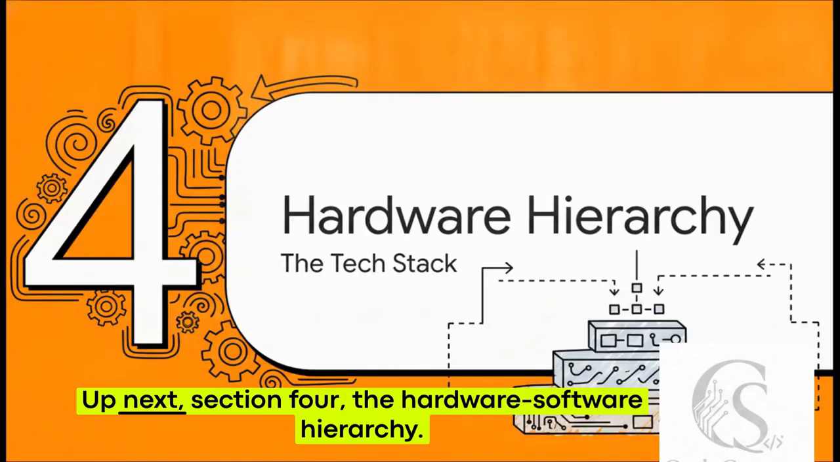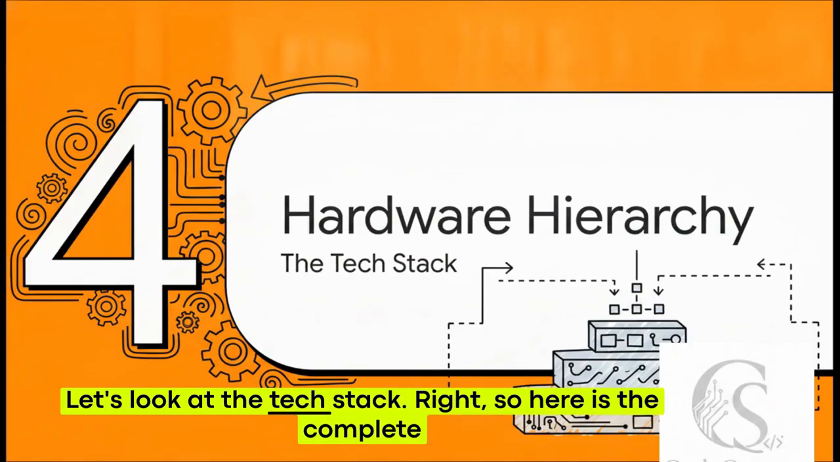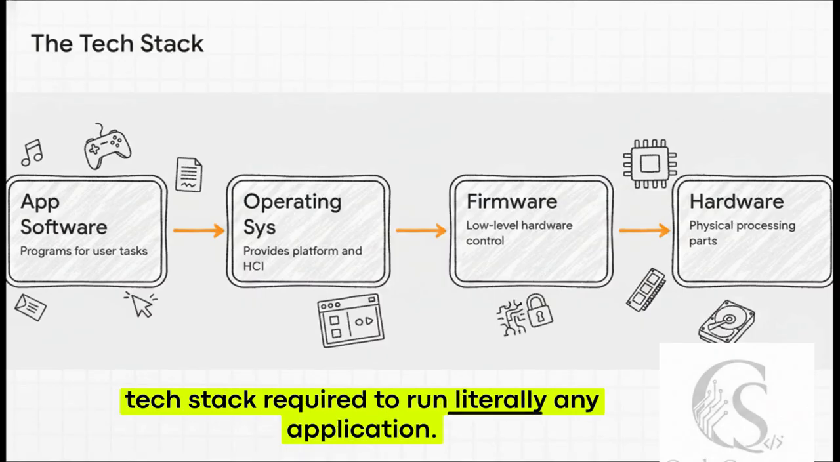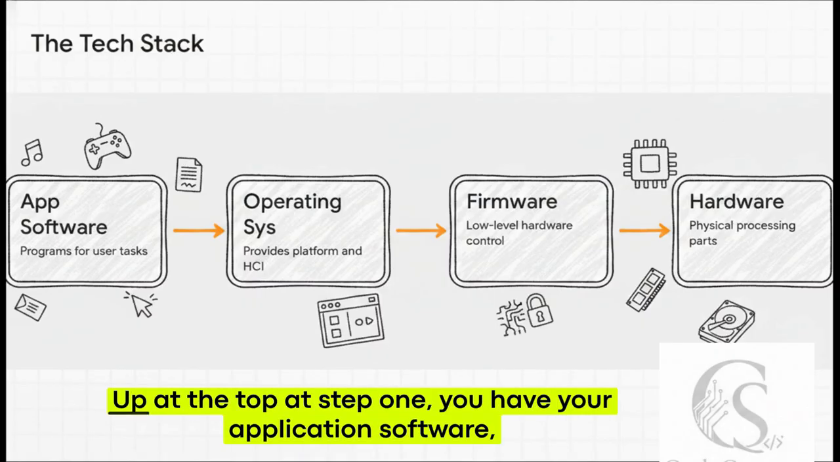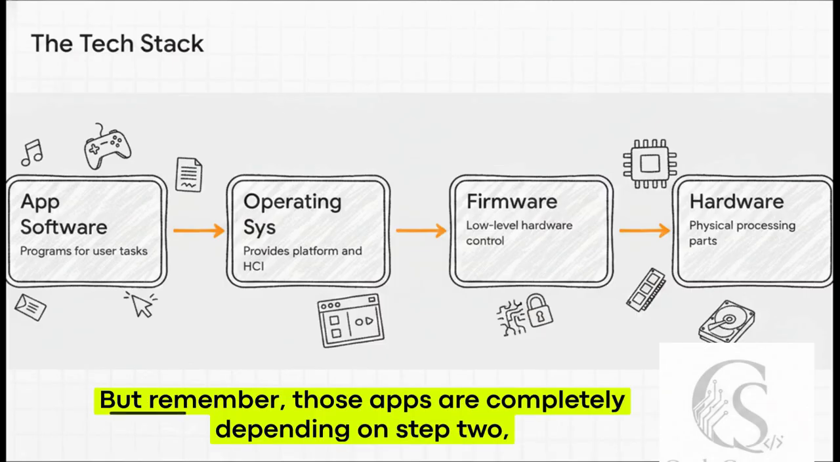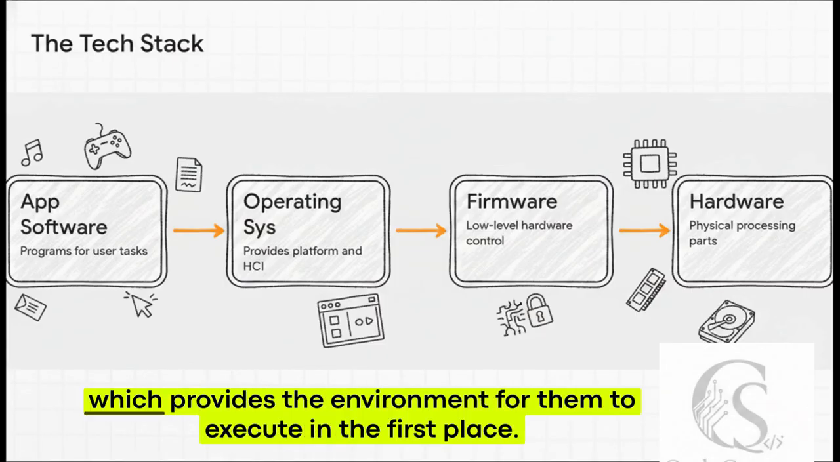Up next, Section 4, the hardware-software hierarchy. Let's look at the tech stack. Right, so here is the complete tech stack required to run literally any application. Up at the top, at Step 1, you have your application software, the user tasks, like your games or web browsers. But remember, those apps are completely depending on step 2, the operating system, which provides the environment for them to execute in the first place.